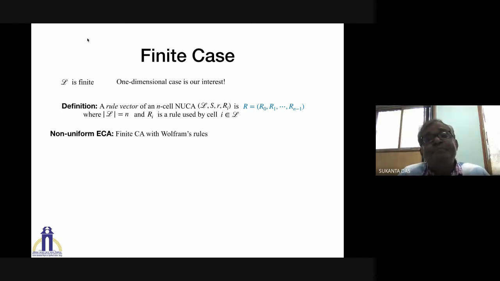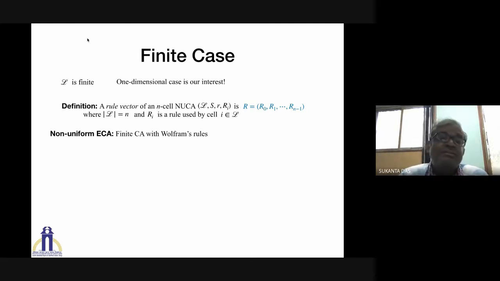Historically, non-uniform CA was first studied for this class of CA. It was in 1986 that non-uniform CA, under the name of hybrid CA, was studied. Interesting work, but this is the first work on non-uniform CA.